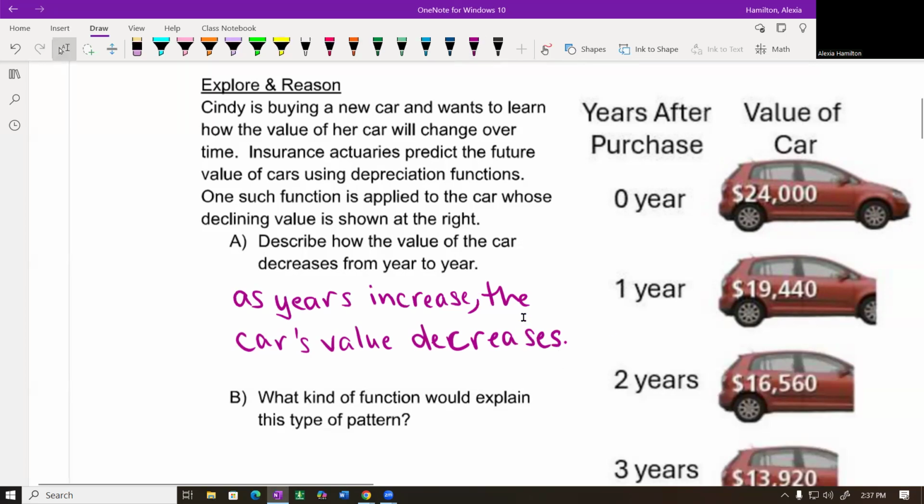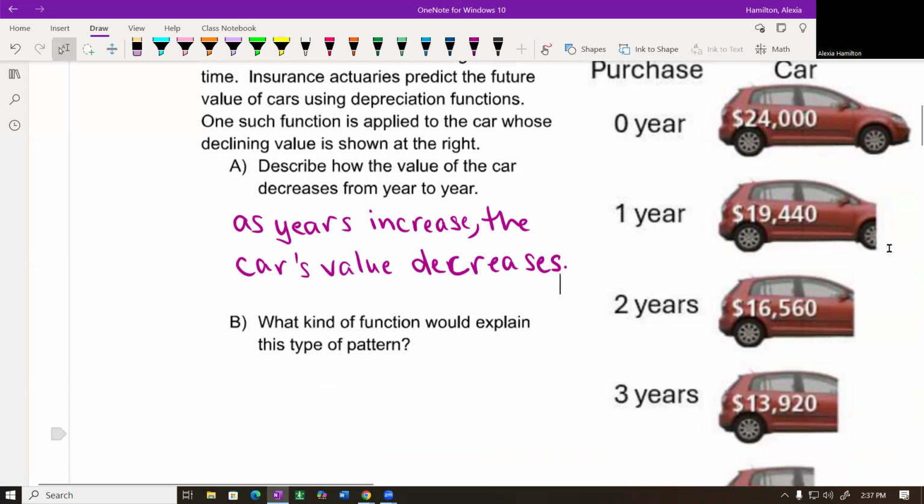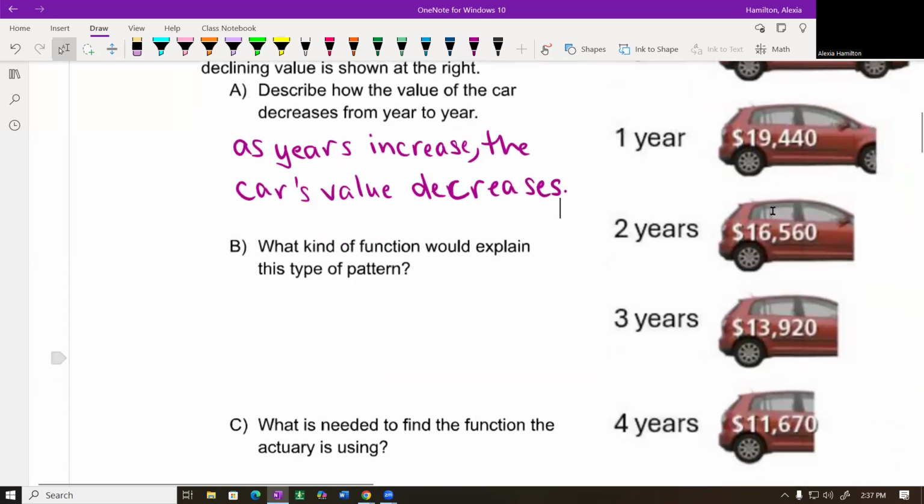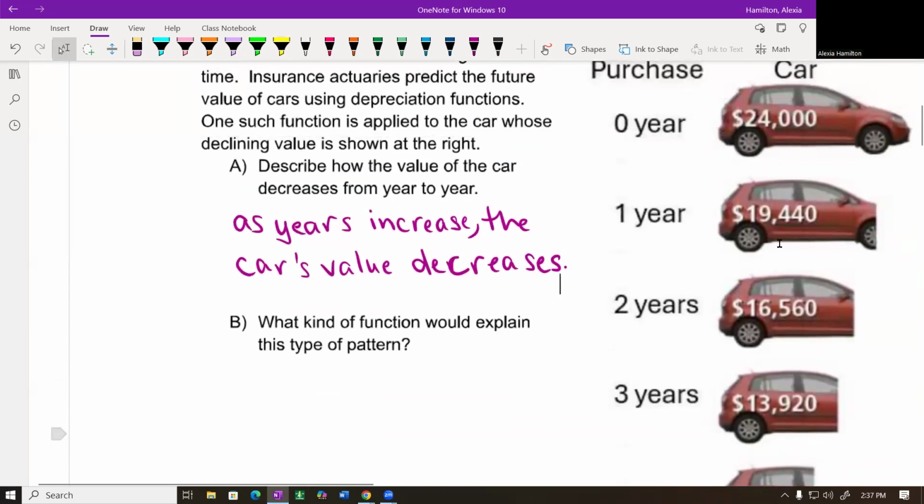What kind of function would explain this type of pattern? Well, the value of the car is not decreasing at the same rate, like I'm not subtracting the same number year after year, because here it is, what is it? It's like a negative 560. And then we get into like 2000 and something that's beyond my comprehension on a Friday afternoon. And I can't find a calculator. Let's find out.